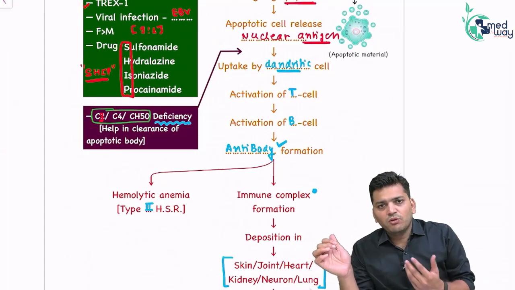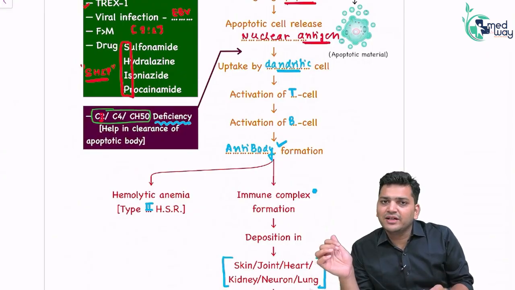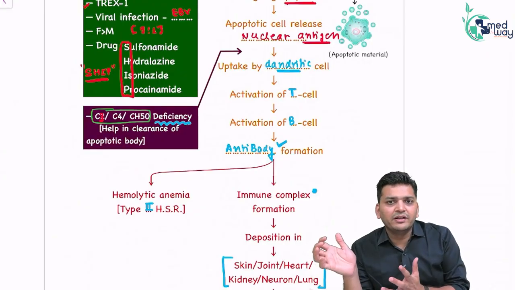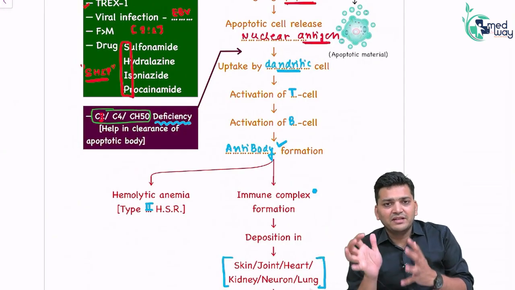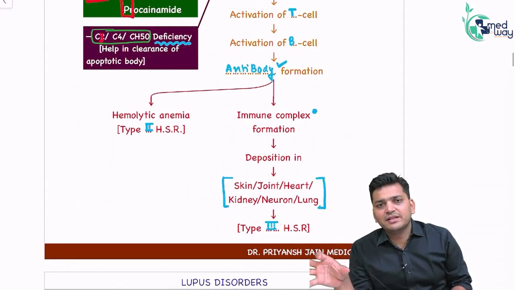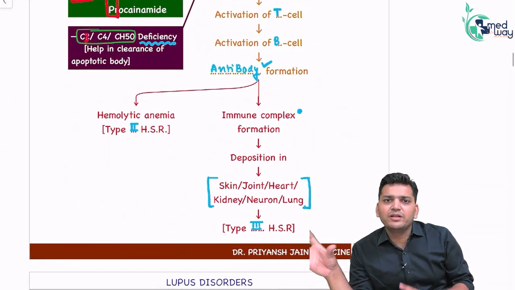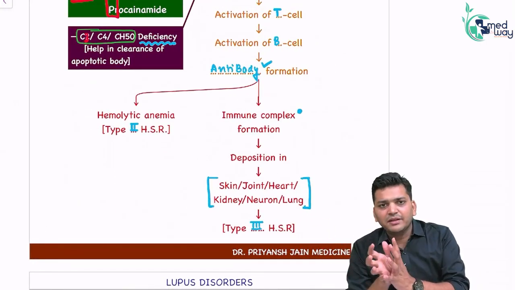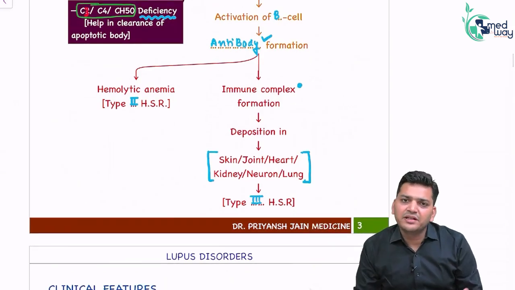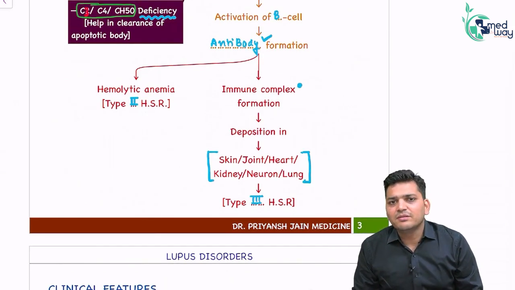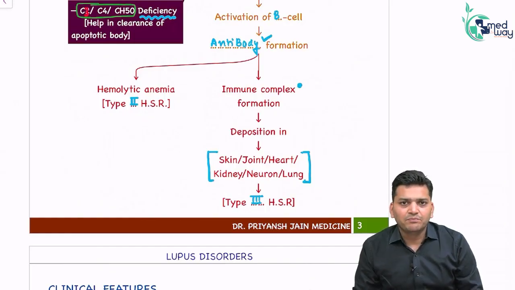Now because there is more apoptotic material, and that is working like an antigen against these nuclear antigens, the antibodies will be made. These antibodies can directly damage the cells, that is hemolytic anemia, and these antibodies can attach with the antigen, make the immune complex, deposit in the organs, and create the symptoms, that is type 3 hypersensitivity reaction.